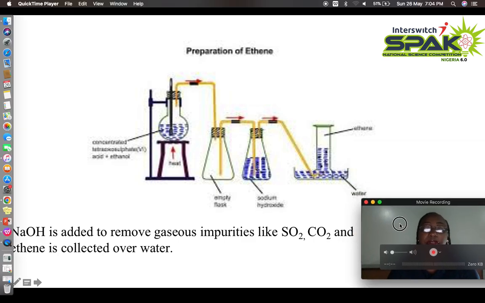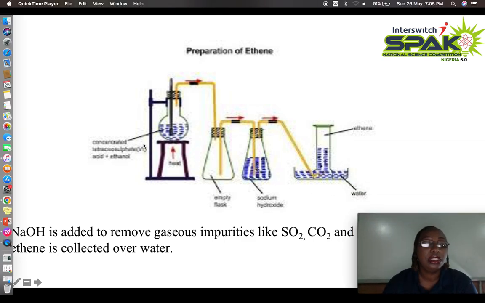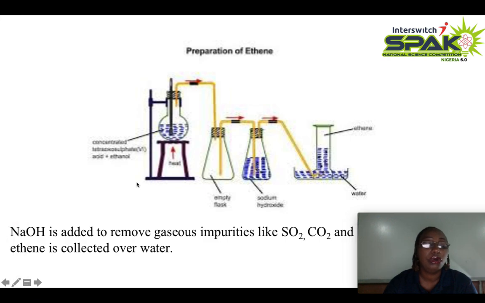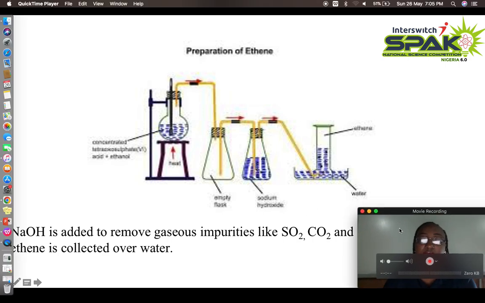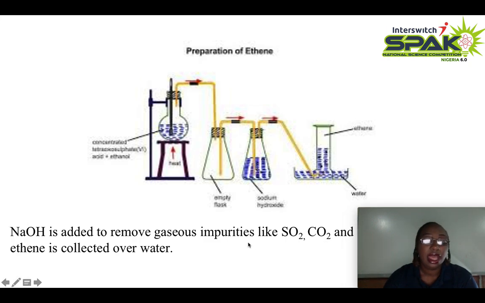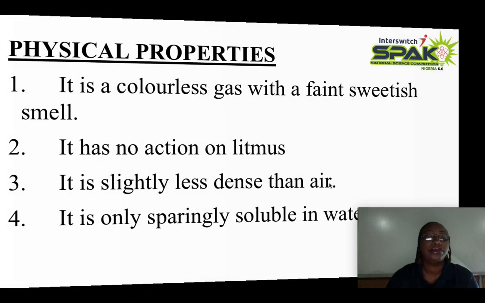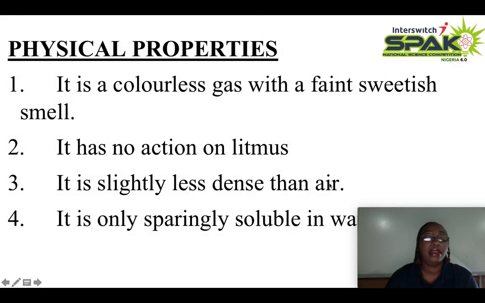In the diagram for the preparation, we have the dehydrating agent, which contains H2SO4, dehydrating ethanol in the presence of it to produce ethene. Sodium hydroxide is used to remove gaseous impurities such as sulfur 4 oxide and carbon 4 oxide, and ethene is collected over water. Physical properties of ethene: it is a colorless gas with a faint sweet smell, no action on litmus, slightly less dense than air, and only sparingly soluble in water.